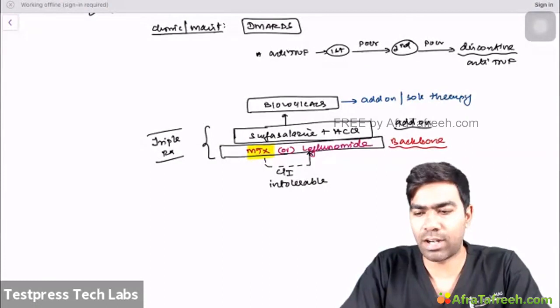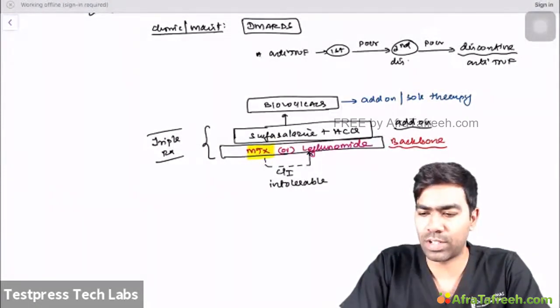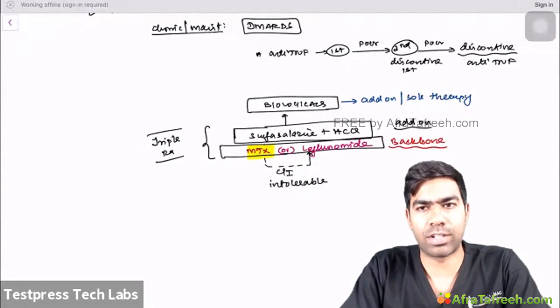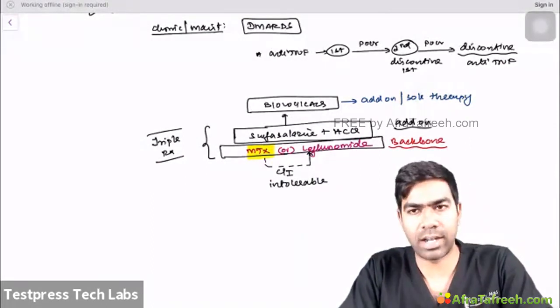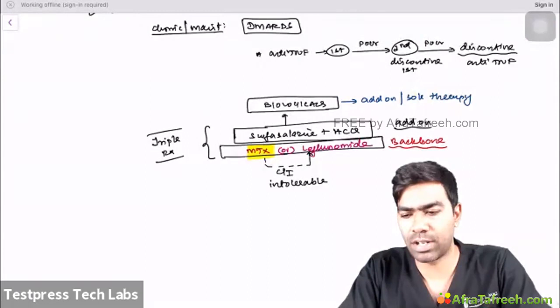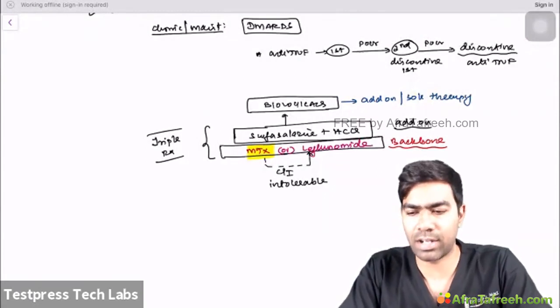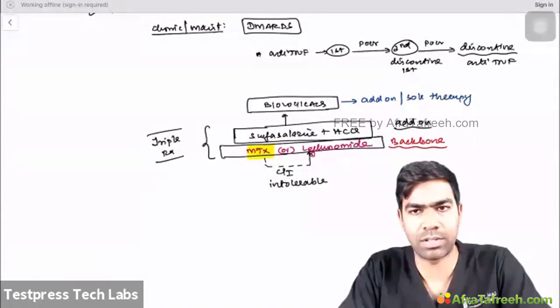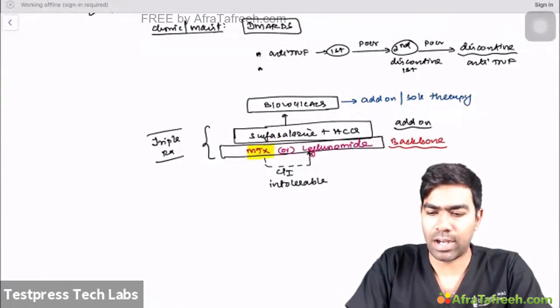Remember, here second drug means you discontinue the first and you add the second. It is not like methotrexate, where you keep it and you add the second drug. So the first drug will be discontinued, and the second drug will be added. If the second drug is also showing a poor response, then discontinue the anti-TNF drug as a whole. There's no purpose in giving beyond that.